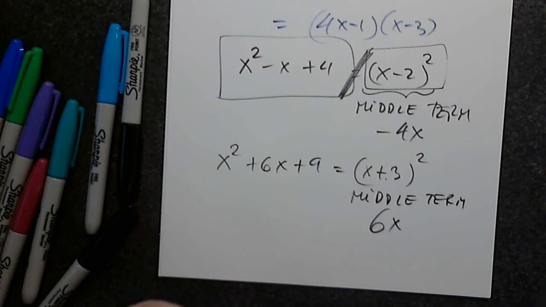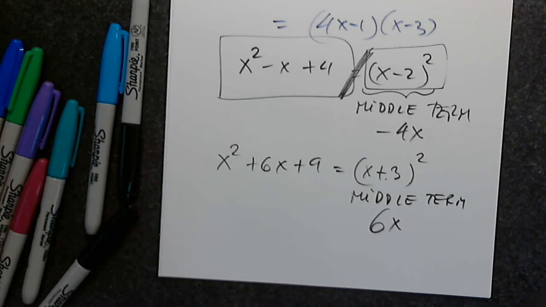Should I give another example, or is it clear? Clear. Okay, let me know. I can always go back. Okay, so this is what this means. This is what I was saying here.